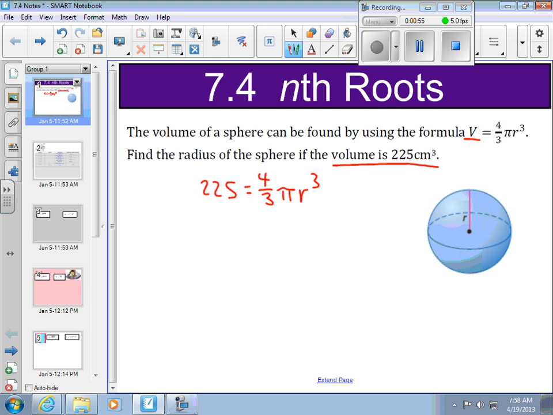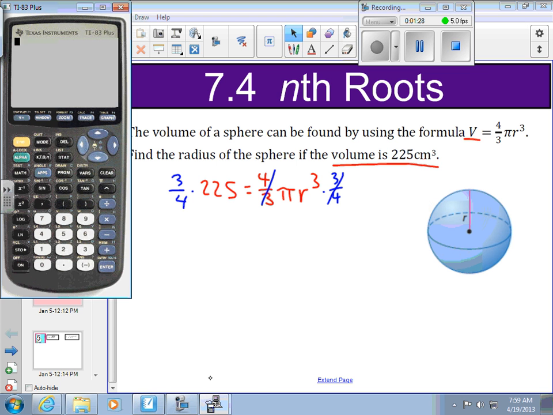One thing that we could do here to get rid of some stuff is to divide. We can see we have this fraction 4/3. Anytime you want to get rid of a fraction, you could divide by the fraction, or you could multiply by the reciprocal. So that's what we're going to do here. We're going to multiply by the reciprocal, 3/4, and if we do that to one side, we have to do it to the other side as well. So now our two fractions cancel out. On the calculator, we'll type in 225 times 3/4, and we get 168.75.